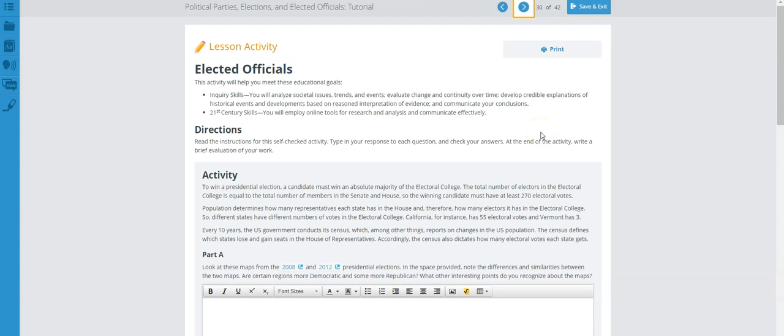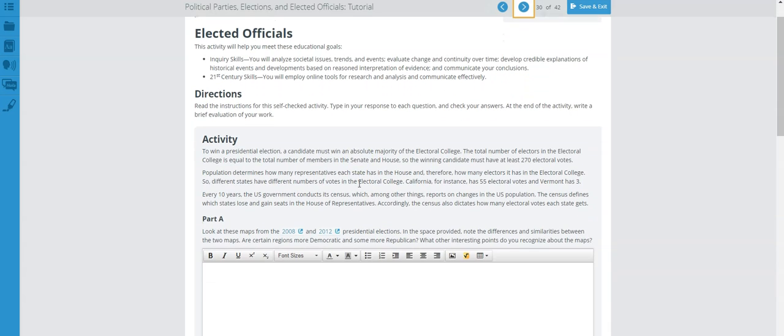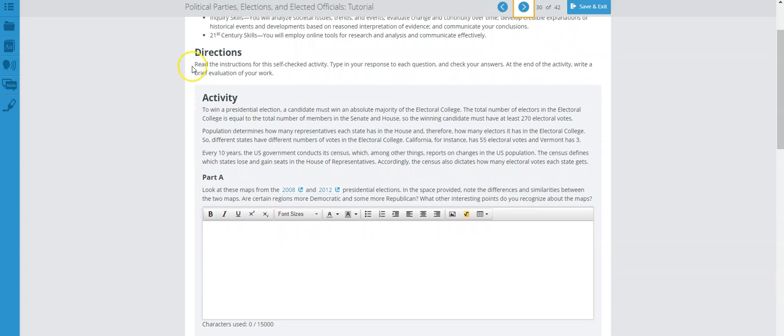We are now on page 30, Political Parties, Elections, and Elected Officials tutorial, and this is another lesson activity, and it's about elected officials. Let's read what you're being asked to do here. Directions. Read the instruction for this self-check activity, type in your response to each question, and check your answers. At the end of the activity, write a brief evaluation of your work.